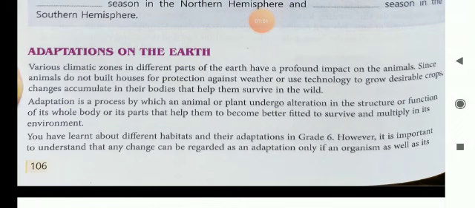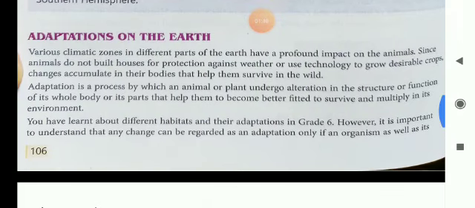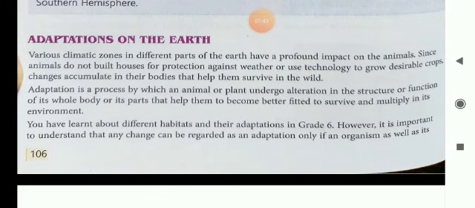So various climatic zones in different parts of the earth have some impact on the animals. Since animals do not build houses for protection against weather or use technology to grow desirable crops, changes accumulate in their bodies that help them survive in the wild. That means, unlike human beings, they are unable to make their home and live in it. So according to the climatic condition, some changes occur in their body which help them to survive in that condition, and this is adaptation.